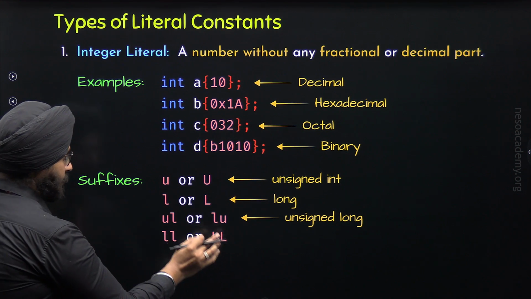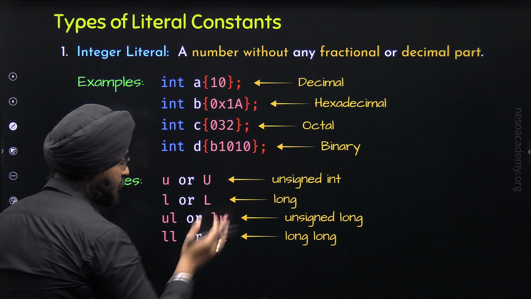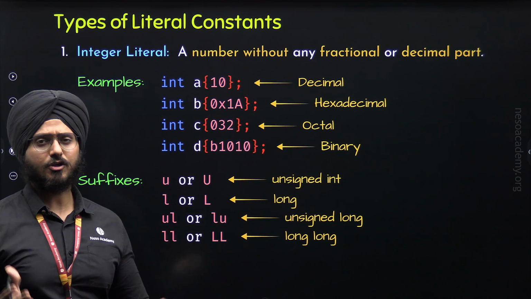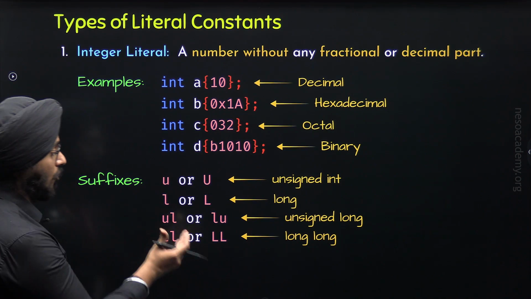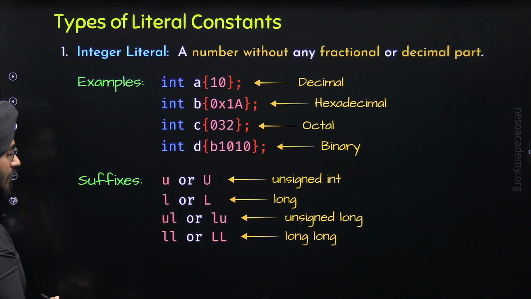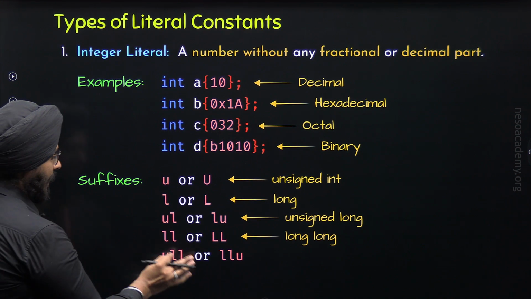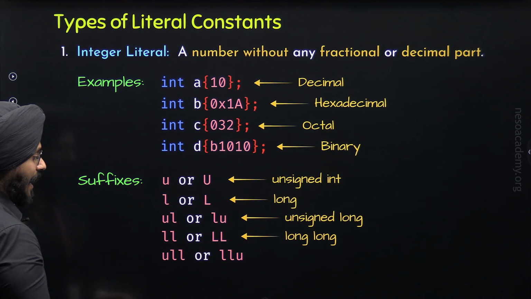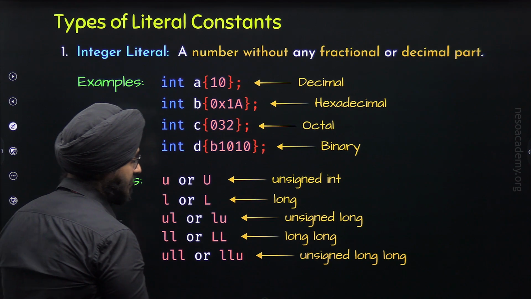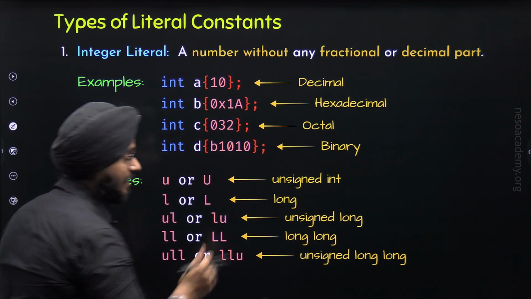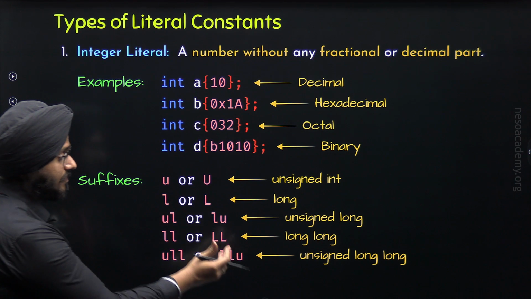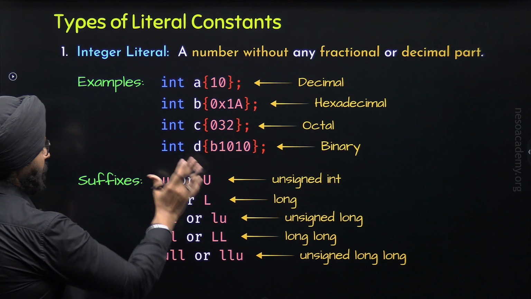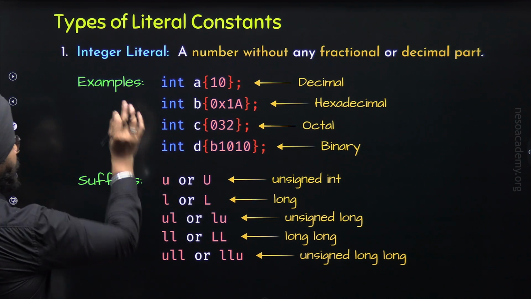Now here comes the fourth type of suffix, which is ll or LL. These two suffixes represent long long integers, that is very big integers. If we want to represent very large integers, then we can use any of these two suffixes. Also, we have ull or llu. Again, this is not case sensitive, and these two suffixes represent unsigned long long integers. That is, unsigned version of long long integers.